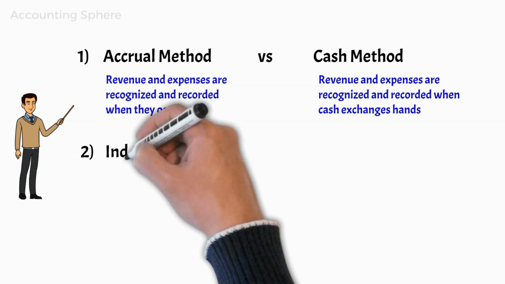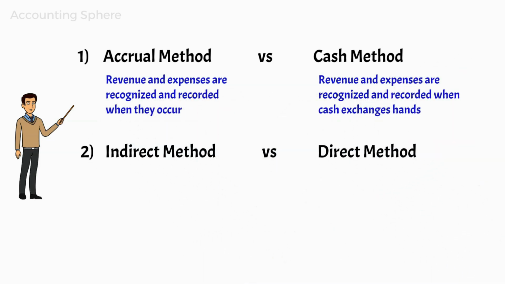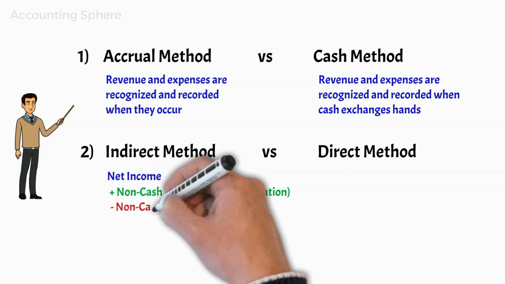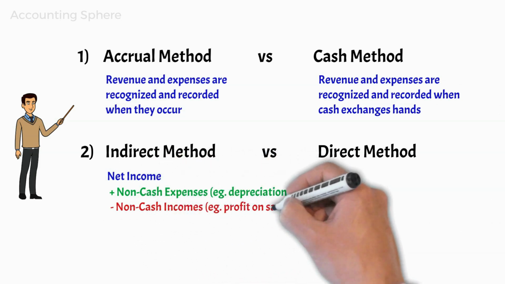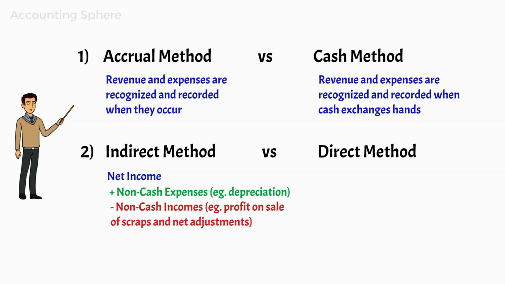2. The indirect method versus the direct method. The indirect method uses net income as a base and adds non-cash expenses like depreciation, deducts non-cash incomes like profit on sale of scraps, and nets adjustments between current assets and liabilities to produce the overall cash flow statement. It's the preferred method.